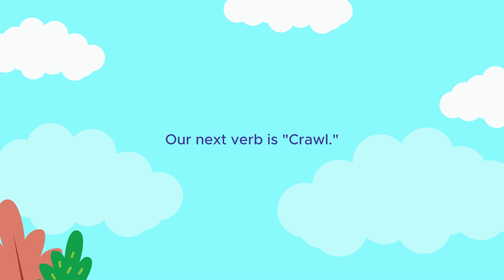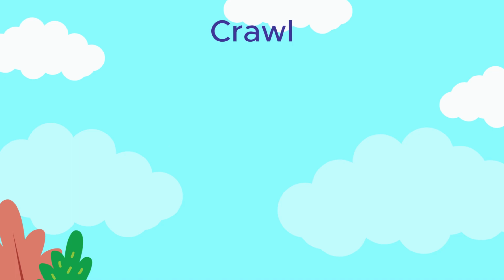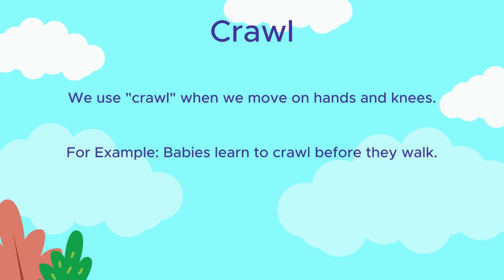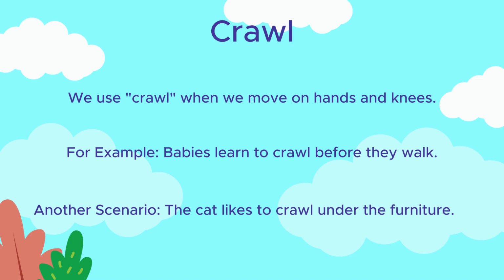Our next verb is crawl. Repeat after me, crawl. We use crawl when we move on hands and knees. For example, babies learn to crawl before they walk. Another scenario, the cat likes to crawl under the furniture.